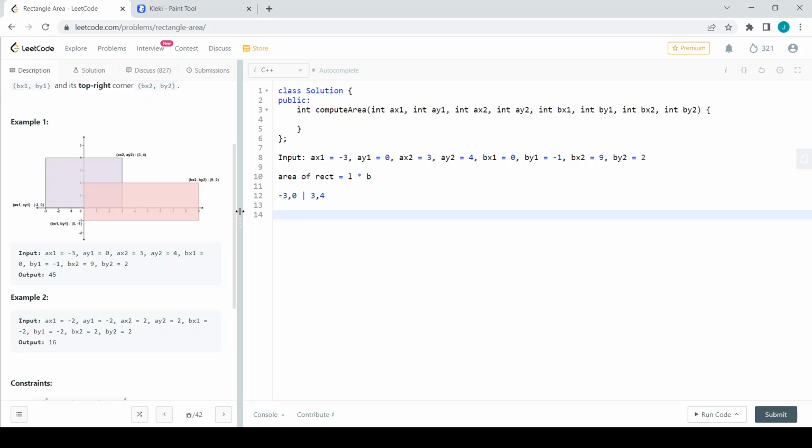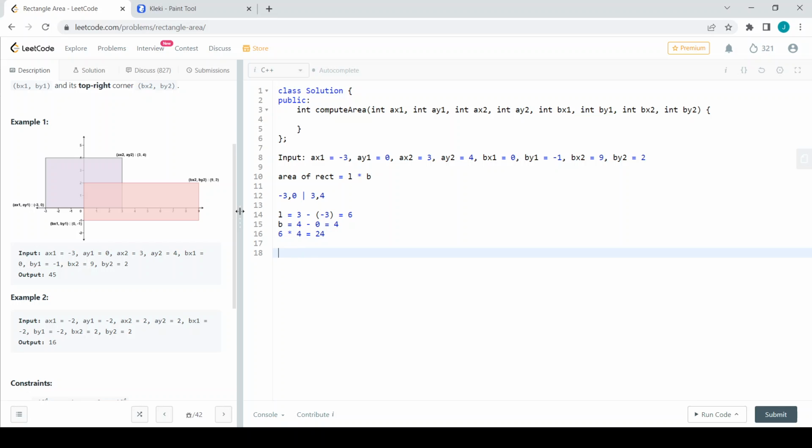To calculate the length, we can just say 3 minus of minus 3, which is 6. And to calculate the breadth, it is nothing but 4 minus 0. This is as simple as that. So we get the length and breadth, and we can just multiply 6 into 4, which is 24.